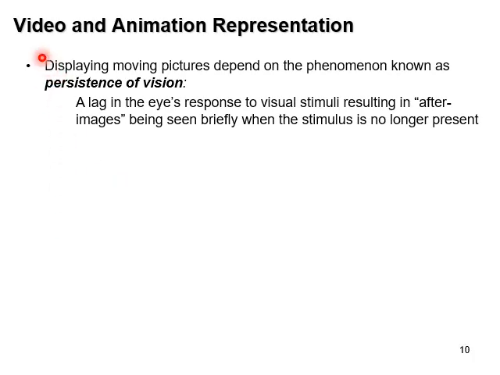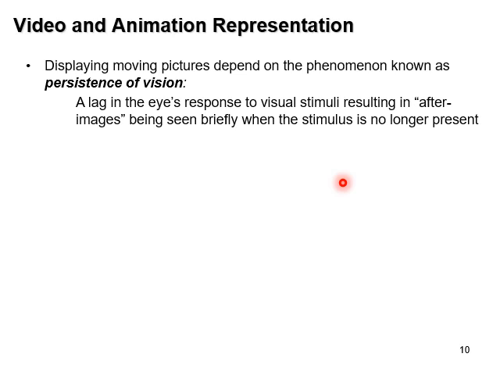Now we move to the next type of media, which is video and animation, and how we can represent it. Displaying moving pictures in general depends on the phenomenon known as the persistence of vision. What's the persistence of vision? It's a lag in the eye's response to visual stimuli, resulting in after images being seen briefly when the stimulus is no longer present.